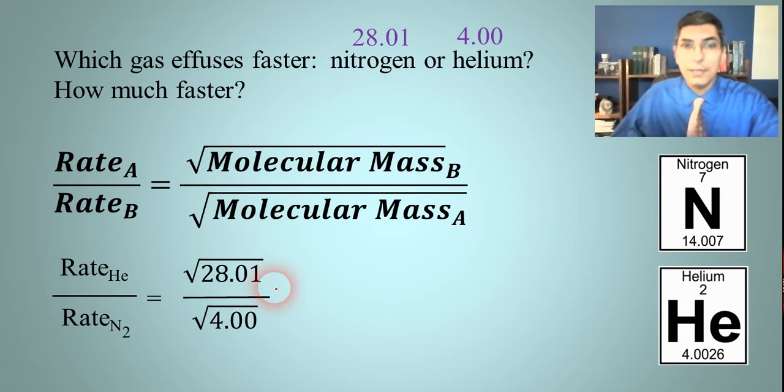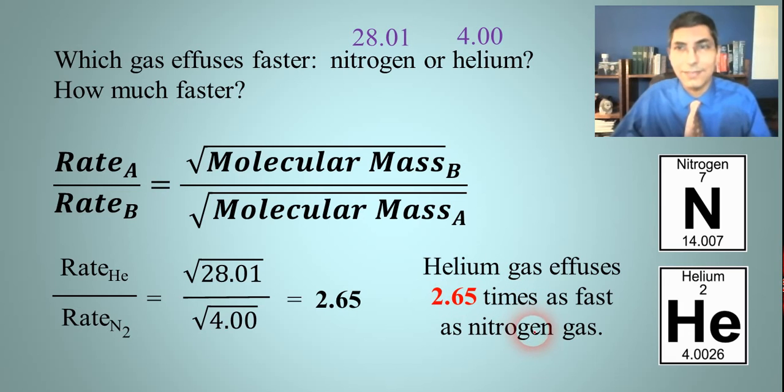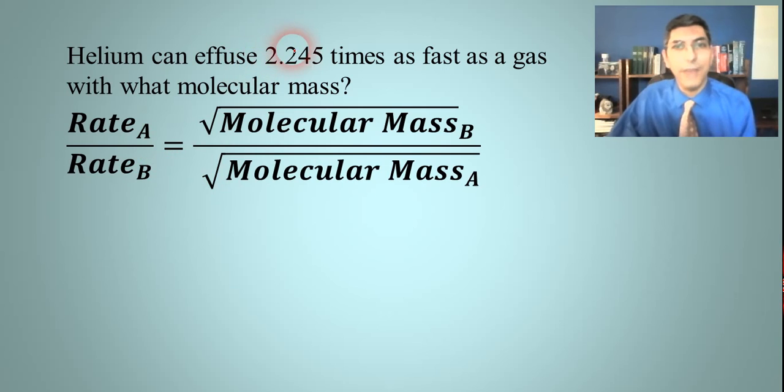We can key this into our calculator and find that the square root of 28.01 divided by the square root of 4.00 is about 2.65. You want to give your answer in a complete form. You want to say that helium effuses faster, and how much faster? 2.65 times as fast as nitrogen gas. So we can compare two gases and compare their rates of effusion based upon this gas law. Let's try another example that's a little bit more challenging. Helium can effuse 2.245 times as fast as a gas with what molecular mass?